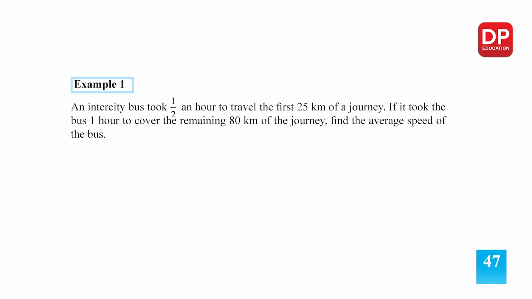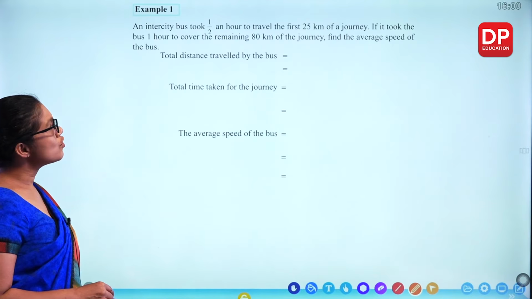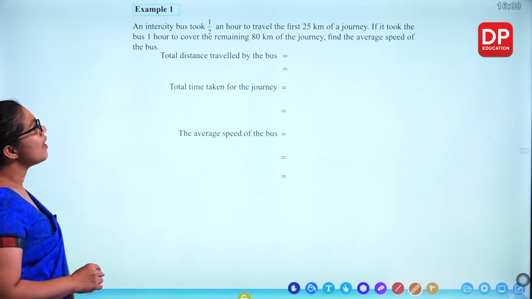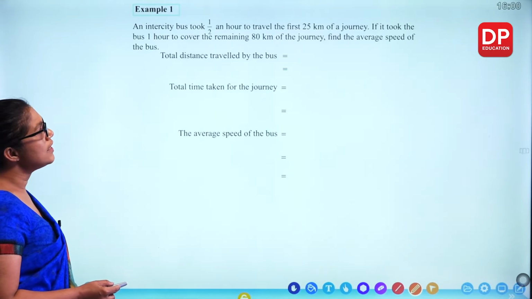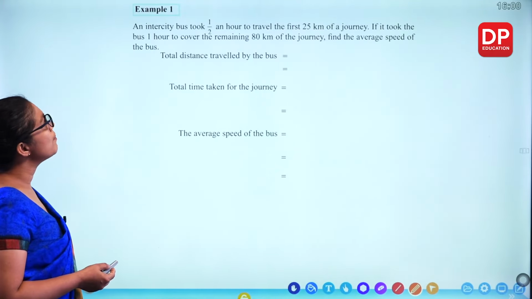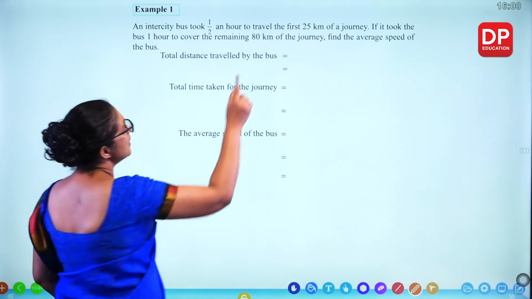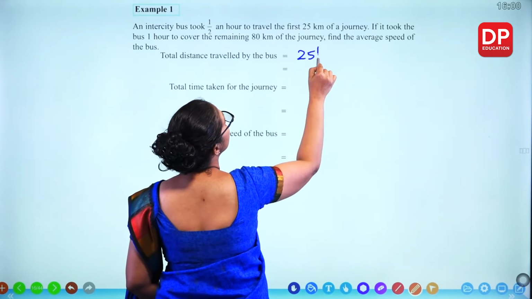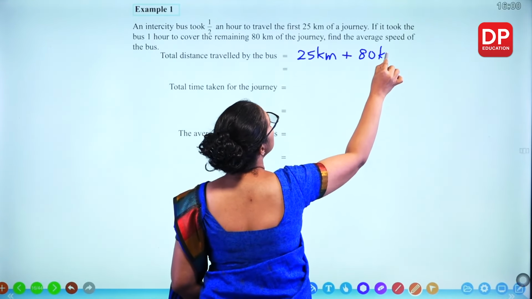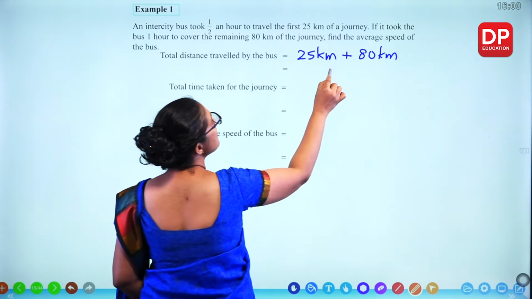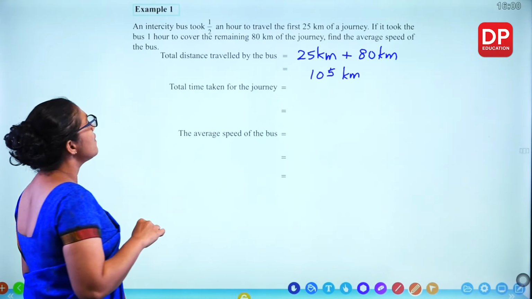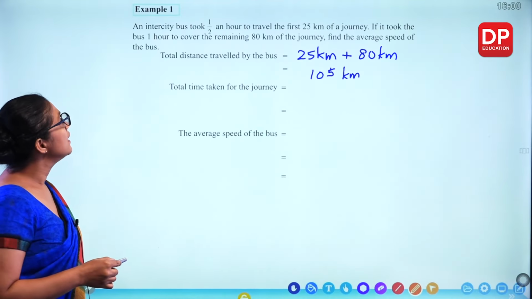Example number 1. An intercity bus took half an hour to travel the first 25 kilometers of a journey. If it took the bus 1 hour to cover the remaining 80 kilometers of the journey, find the average speed of the bus. So first find the total distance traveled by the bus. So first 25 kilometers and later 80 kilometers. So the total distance traveled is 105 kilometers.